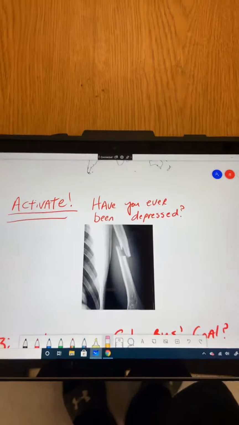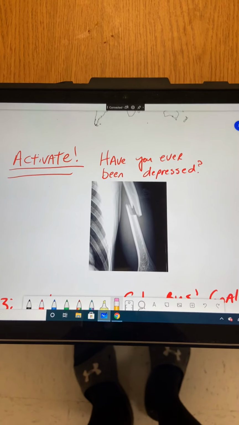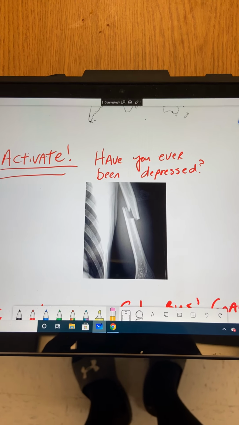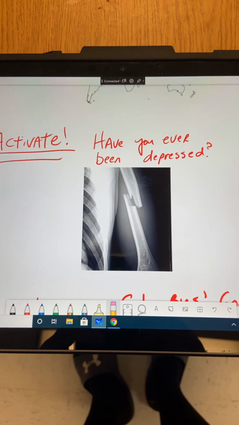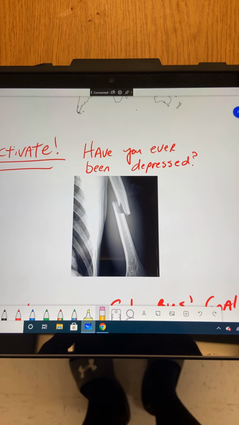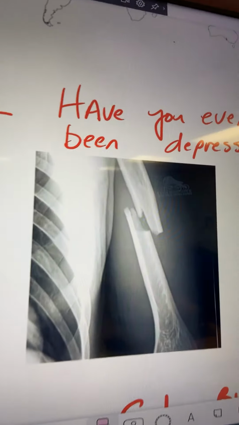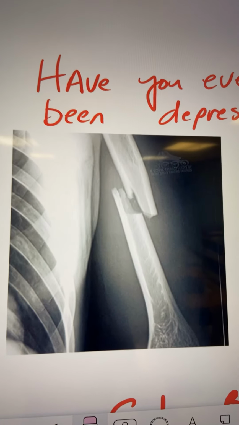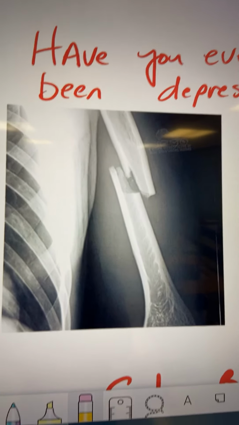I got to activate your brain at first, so I want you to think about this. Have you ever been depressed? Most of us go through some type of depression at some point in our life. And you can see right there, that's a broken humerus bone, a broken arm. Now I want to tell you why I have that picture on there. That's a picture of this arm.